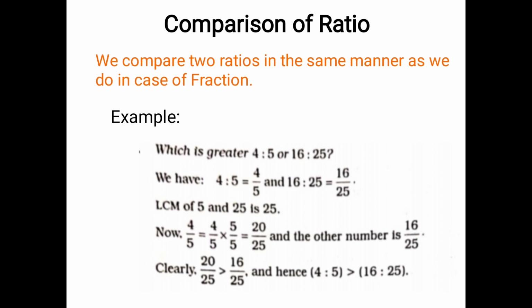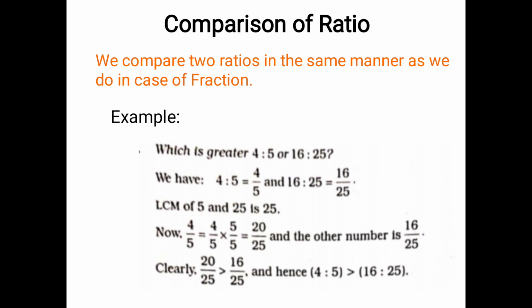We cannot simply write that 16:25 is greater. We have to convert to a fraction first. So 4:5 is 4/5 and 16:25 is 16/25. Now for the fraction denominators, first we take the LCM. LCM of 5 and 25 is 25. So 4/5 is equal to 20/25, and the other number is 16/25. The denominator is already 25, so we don't want to multiply anything here.